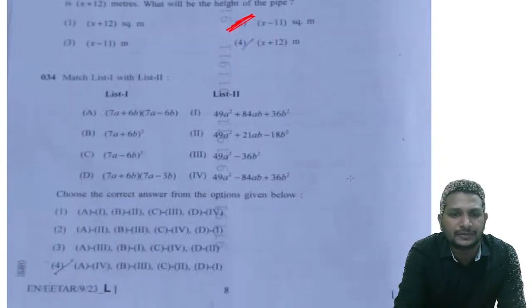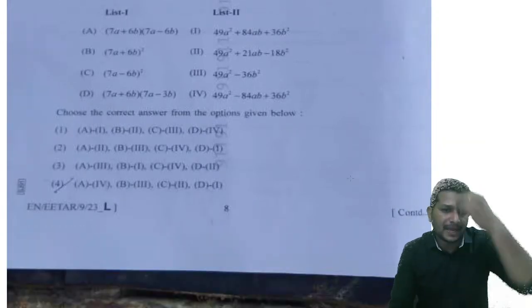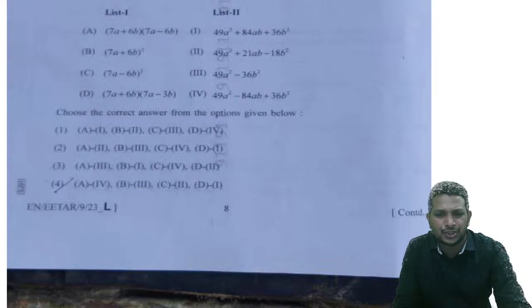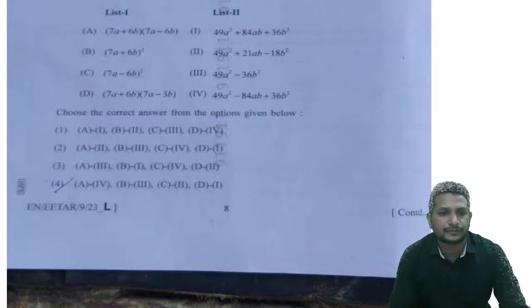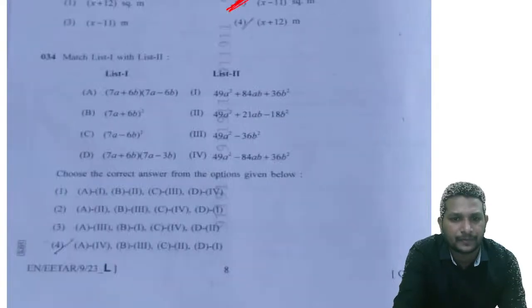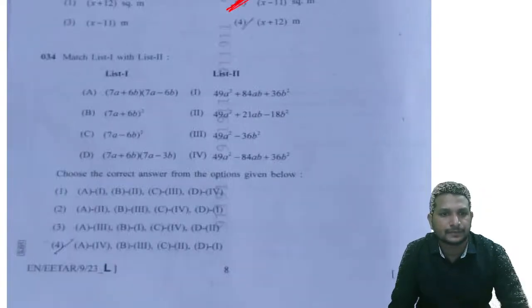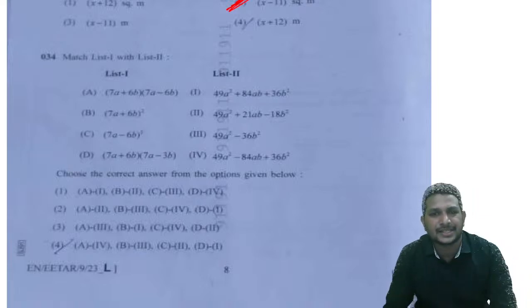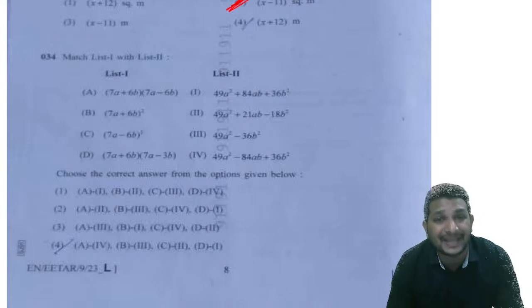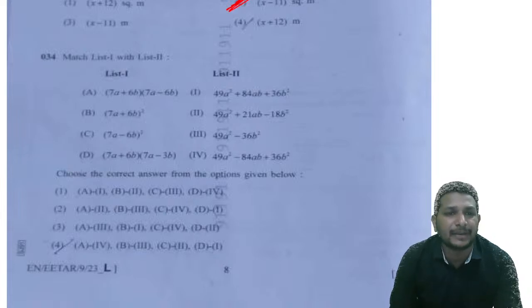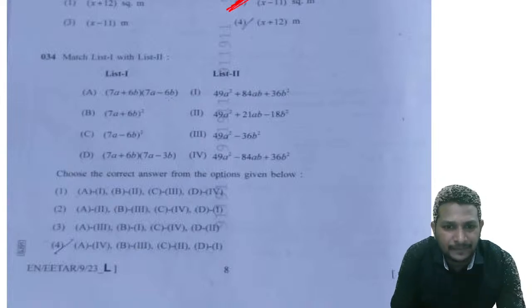It's a match the following one. In this match the following, they gave A, B, C, D as usual, and we need to match the correct one. If you observe the question carefully, capital A is 7a plus 6b into 7a minus 6b. That is in the form of a plus b into a minus b, which is nothing but a square minus b square. That means 7a whole square minus 6b whole square, which is 49a square minus 36b square. That's nothing but 3, right? That is related to 3.